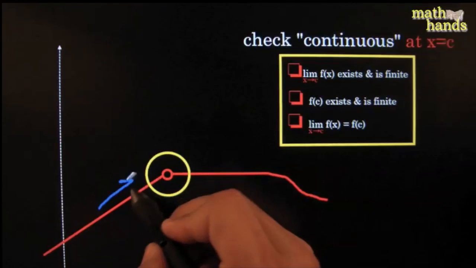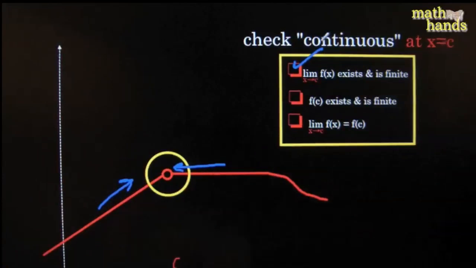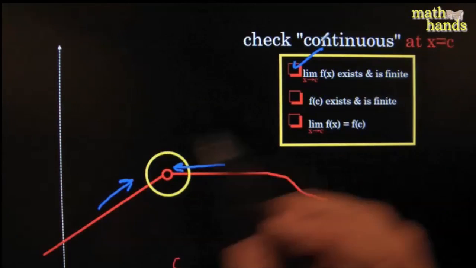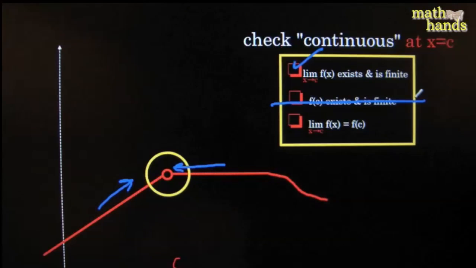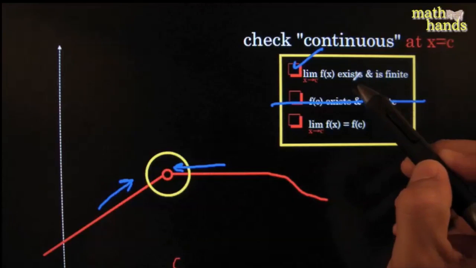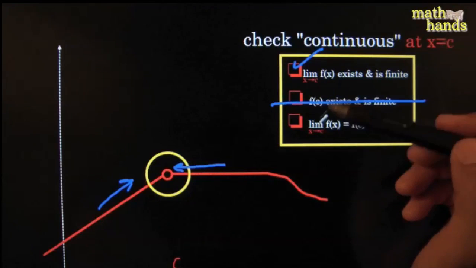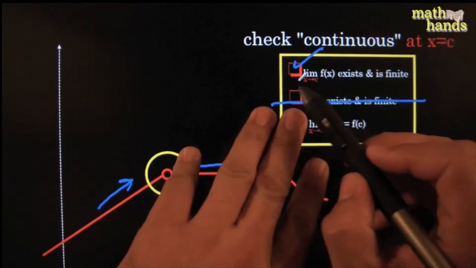And watch how it works. If you wanted to check that something's continuous, you'd have to go through the checking of the three items. And so I made a little check mark box here, and I want to go through and check. Does the limit exist, and is it finite? So as I approach C, here I am. Here are my y values approaching C, approaching C, approaching C.